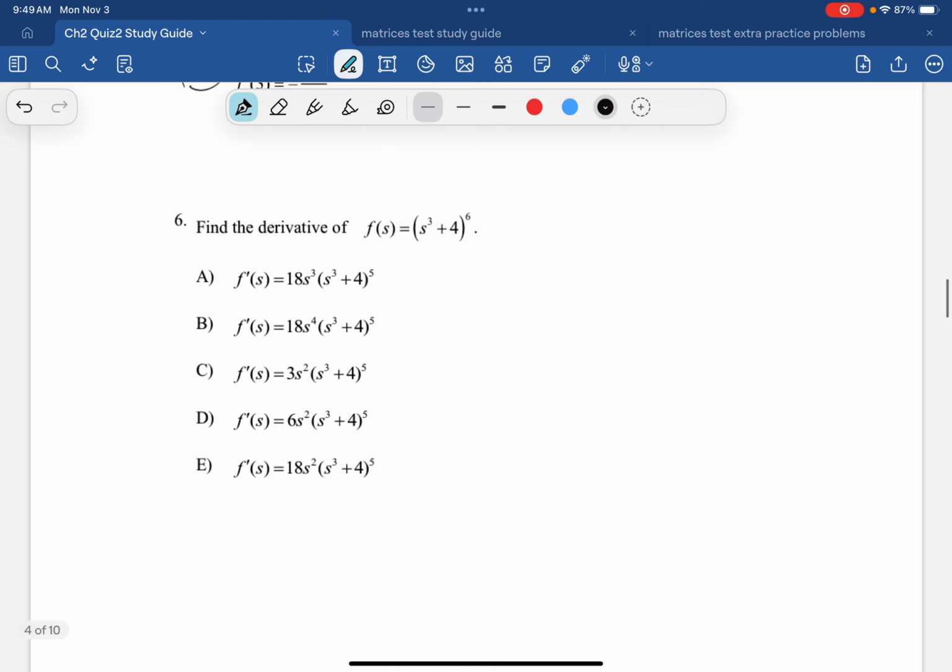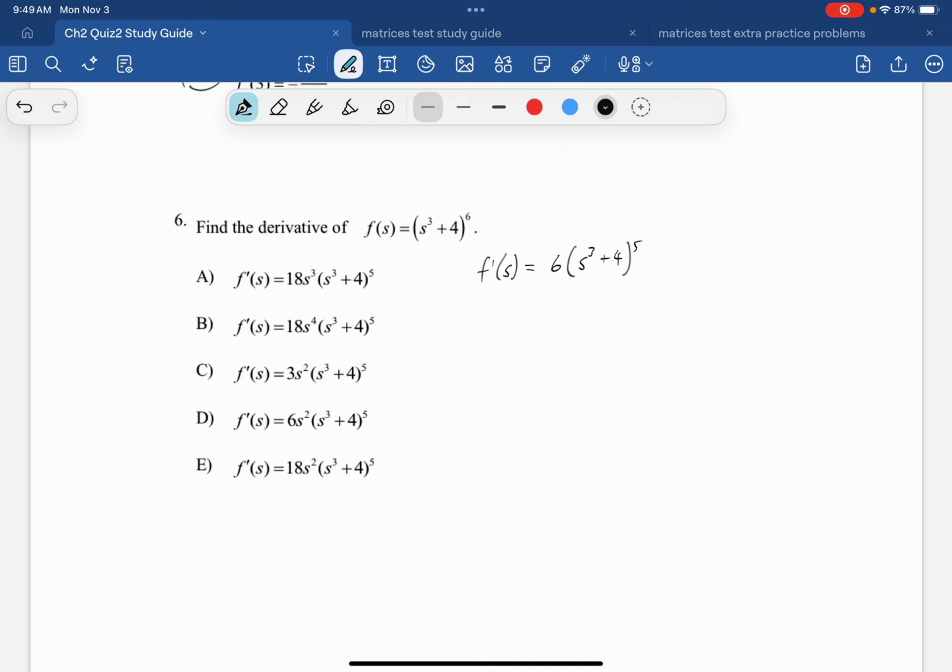Next question. Here I have to use chain rule because I have functions that are kind of on top of or outside of each other. All right, the outside function is a power of 6, and the inside function is an s cubed plus 4. So first I'm going to take the derivative of the outside function while leaving the inside alone. So f prime of s is equal to 6 times s cubed plus 4 to the 5th power.